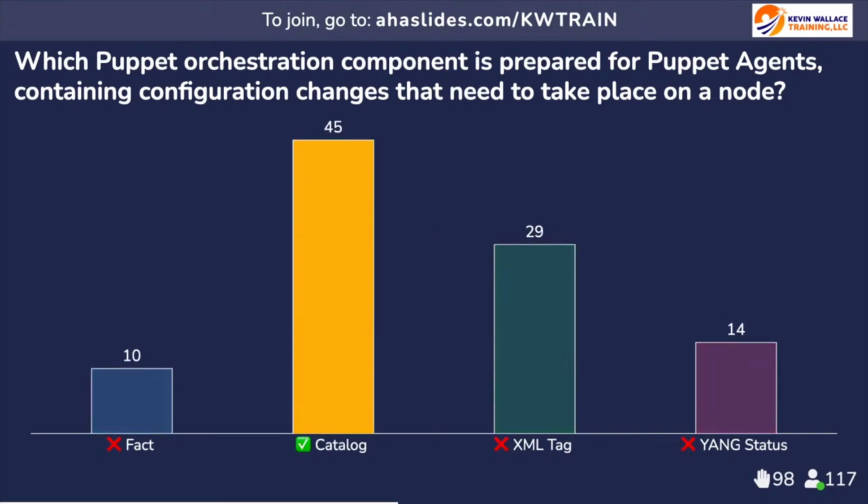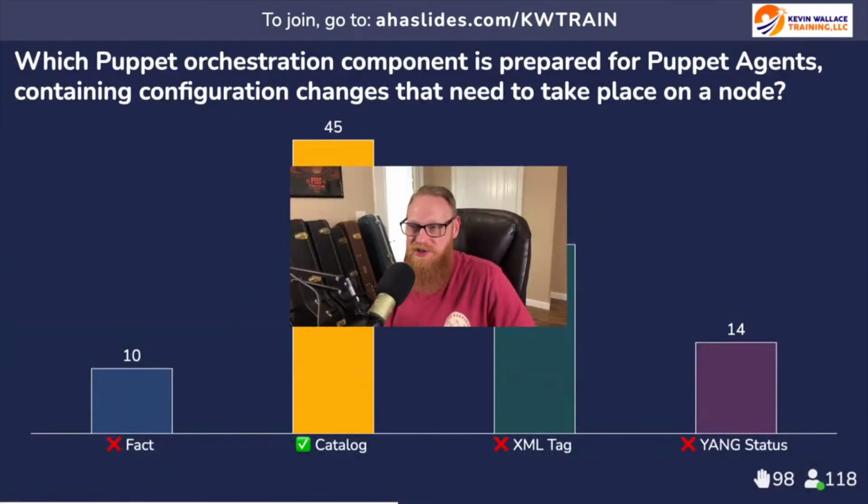And time is up. The correct answer is indeed catalog. So again, we're talking a little bit of programmability here. We see that wrapped into those new enterprise blueprints. And when we're talking about Puppet, we have some specific pieces that are referred to. The central Puppet server is what we call the Puppet Master.